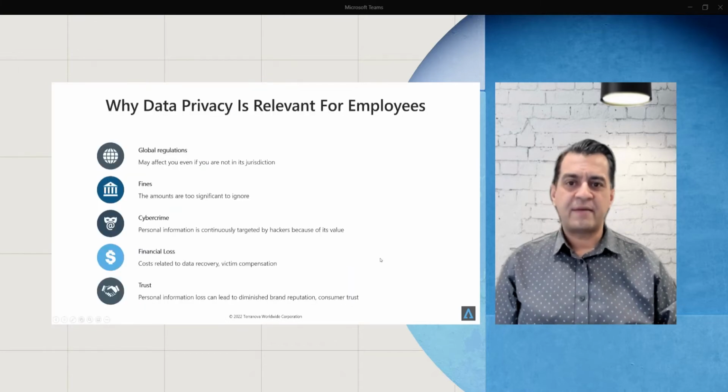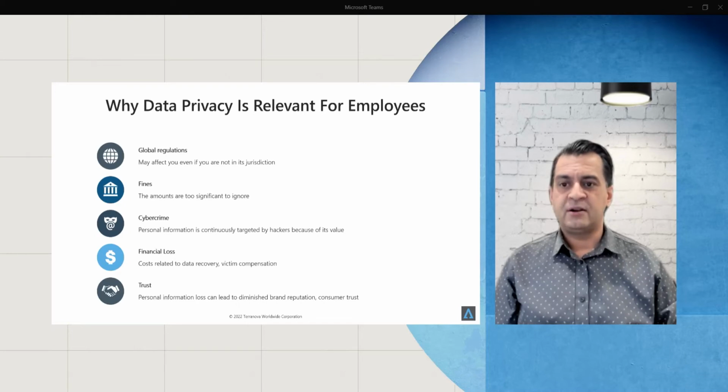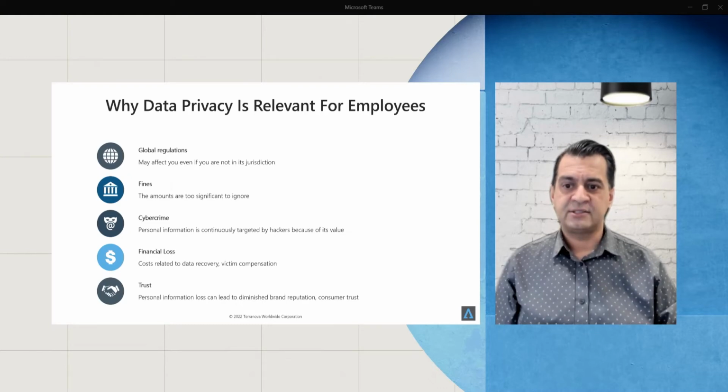So why is data privacy relevant for all employees and all organizations? Well, currently there are global regulations in effect that may apply to you even if you're not in their jurisdiction, like GDPR. The fines for data breaches and privacy regulation non-compliance are too significant to ignore. And also, personal information is continuously targeted by hackers because of its increasing value and ease to obtain.